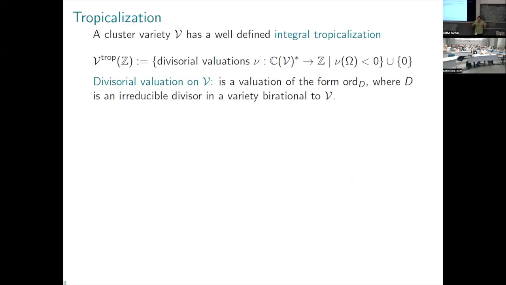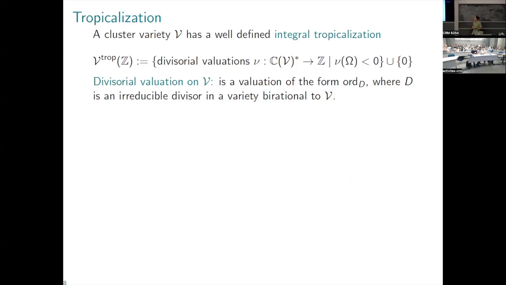You have to think. You can swap your variety by a birational variety, and you compactify it or partially compactify it by adding some divisor. And then, since the two varieties are birational, they have the same function field. So the order of vanishing along that divisor will define a valuation on the common function field. And if the volume form has poles along that divisor, then it defines a point in the tropicalization. Okay, so this is very abstract, and maybe it's not the best definition.